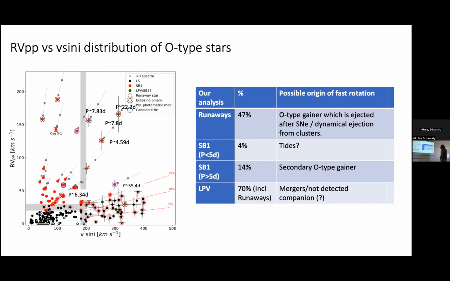Okay, so this is what we need to do for sure, because among this target it would be a really nice system which can actually tell us about the origin of fast rotation as well. Okay, now let's play a bit.